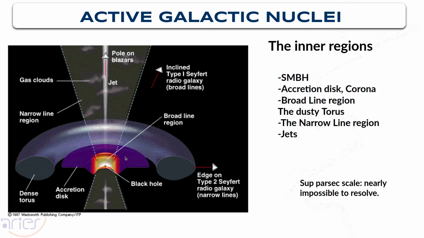These are subparsec regions, and they are nearly impossible to resolve even for the nearest objects, because even for the nearest quasars, the innermost region is subparsec. Subparsec is like the size of our solar system itself. So you have to resolve our solar system at a distance of a million light years from here. So it's not easy looking from the Earth.